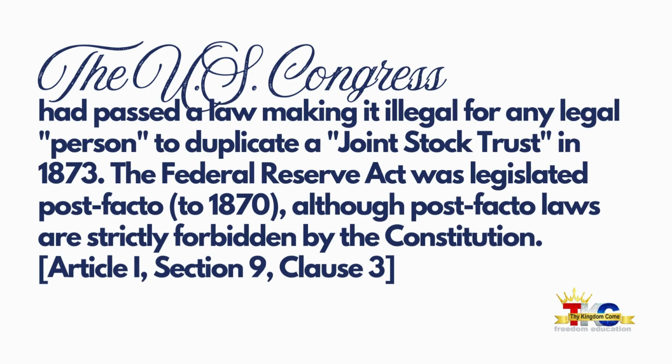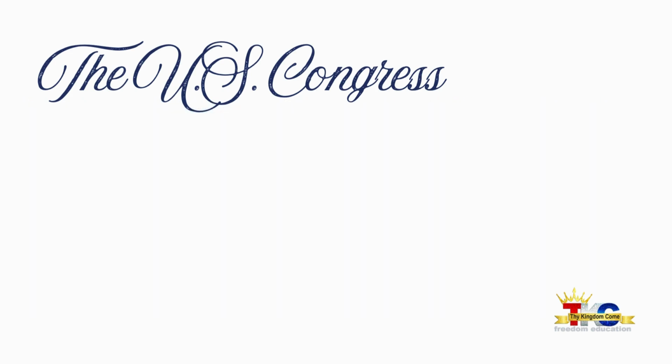The U.S. Congress had passed a law making it illegal for any legal person to duplicate a joint stock trust in 1873. The Federal Reserve Act was legislated post facto to 1870, although post facto laws are strictly forbidden by the Constitution, Article 1, Section 9, Clause 3.